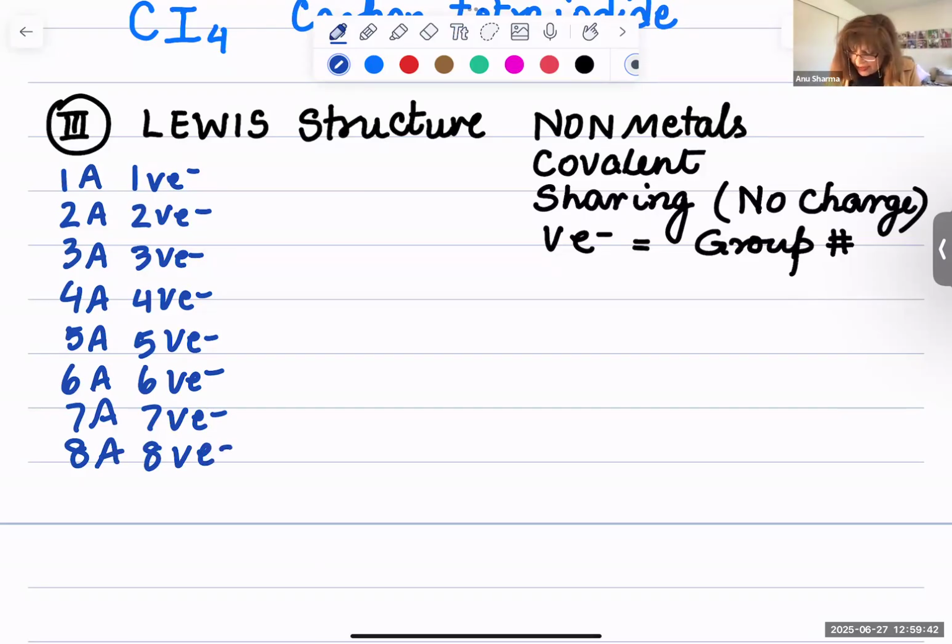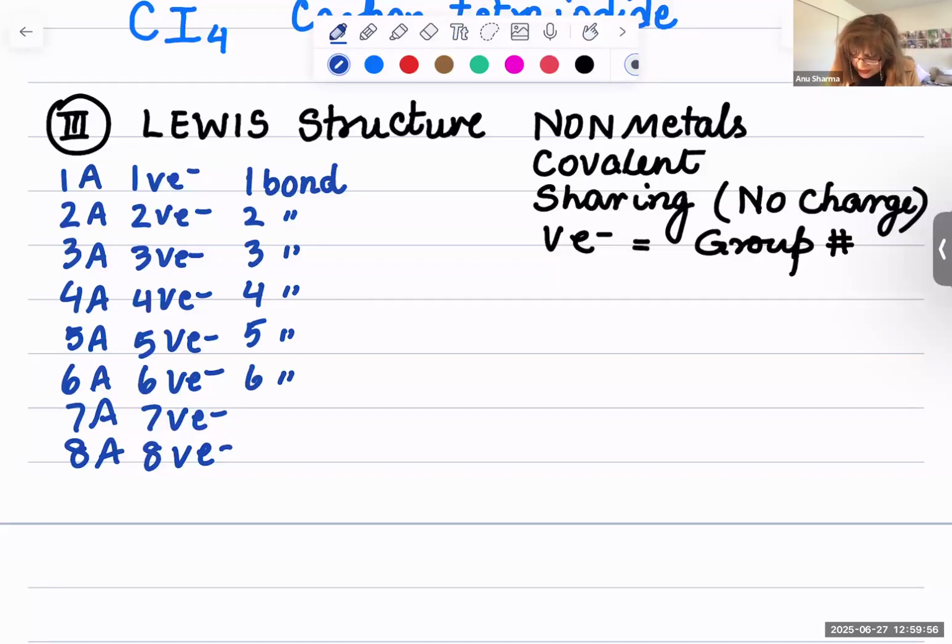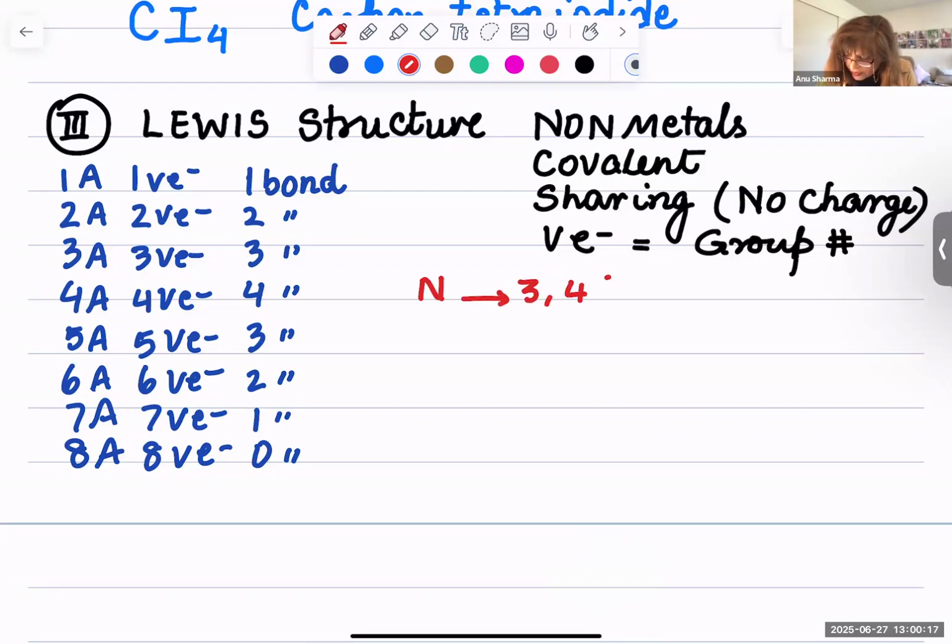Okay, and look at the bonding. So group 1 will make 1 bond, 2 will make 2 bonds, 3 makes 3 bonds, 4 makes 4 bonds. Sorry, wait a minute, I also went by the wrong flow. It is 4 bonds, 3 bonds, 2 bonds, 1 bond, and 0 bonds. But that is when they are bonded to less electronegative atoms. Remember that. Nitrogen can make 3 bonds, and nitrogen can also make 4 bonds, like in ammonium, it's making 4 bonds.